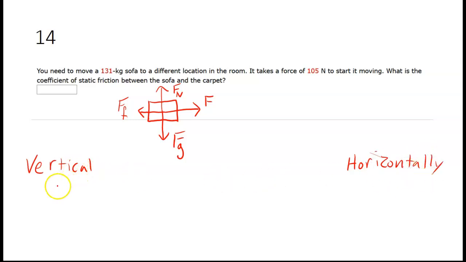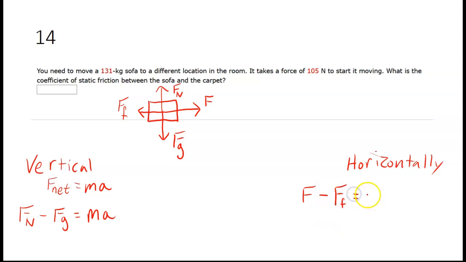So in the vertical, we're going to start. We're dealing with forces, so we say net force is equal to mass times acceleration. In the vertical, I have the normal force minus the force of gravity is equal to mass times acceleration. In the horizontal, I say that the force applied minus my force of friction is equal to mass times acceleration.